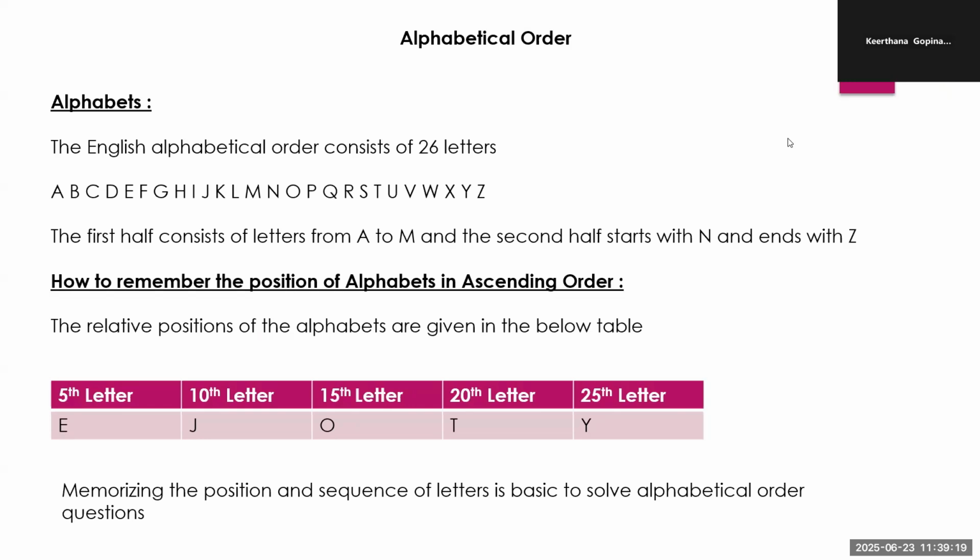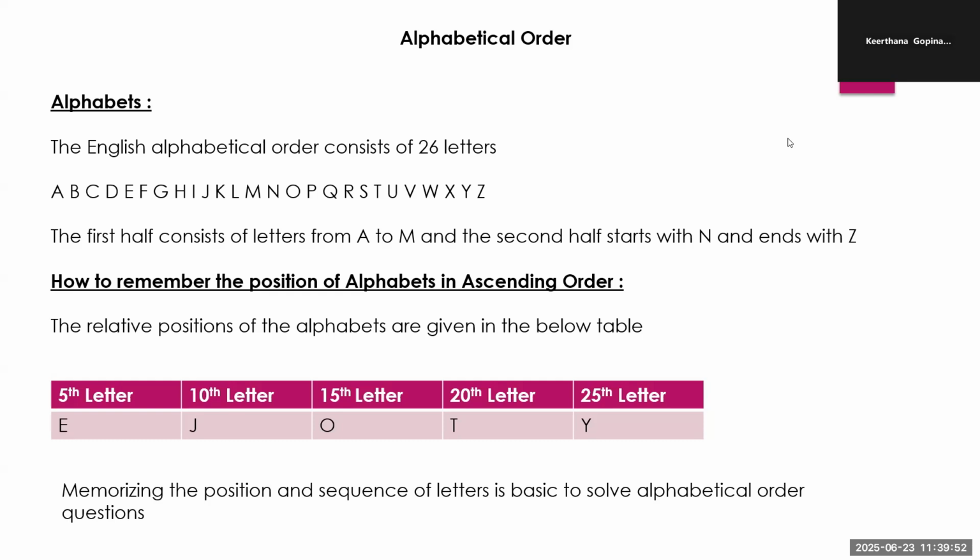First, basics. English alphabet, 26 letters. First half, that is the first 13, is A to M, and the second half starts with N and ends with Z. How to remember position of alphabets in ascending order? See, there will be questions where the alphabets are placed in ascending order. There will also be questions where the alphabets are placed in descending order. Depending on the order of the alphabets, there will be different questions for you. So you must understand this series.